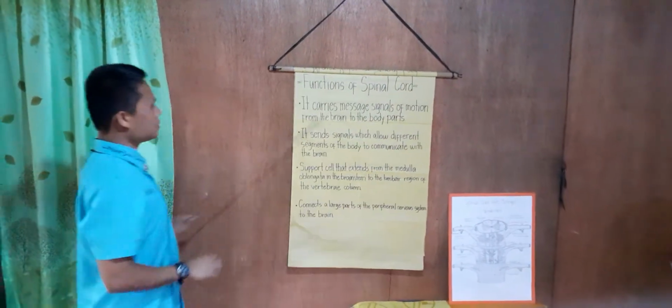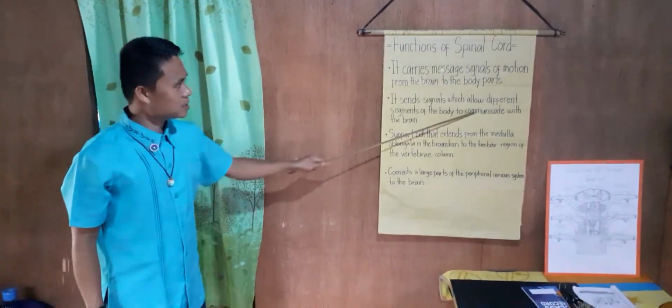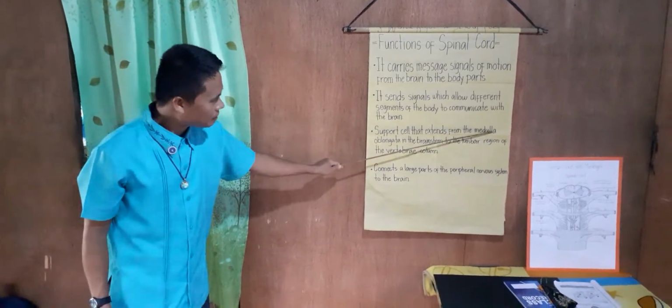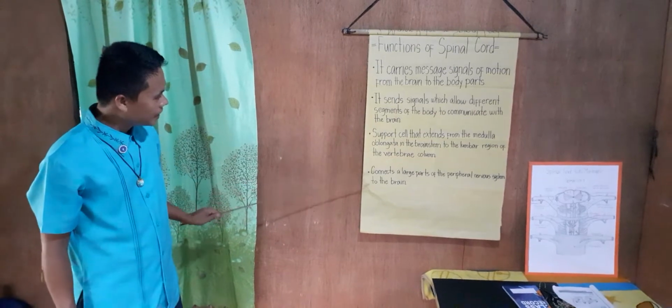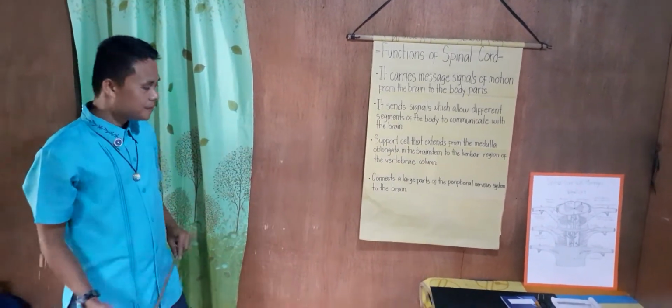Okay, first, it carries messages, signals of motion from the brain to the body parts. Second, it sends signals which allow different segments of the body to communicate with the brain. Support cells extend from the medulla oblongata and the brainstem to the lumbar region, the vertebral column, and it connects other parts of the peripheral nervous system to the brain.